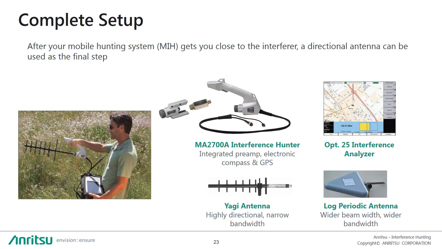This slide just shows you the various pieces you need for the complete setup. First, you have your MA2700A Interference Hunter, and with that you need some directional antenna, be it Yagi or log periodic. It's also easy to attach a bandpass filter between the antenna and the interference hunter. Anritsu has plenty of such filters as accessories. Finally, you need a software option on the spectrum analyzer called the Interference Analyzer. After that, you're good to go.